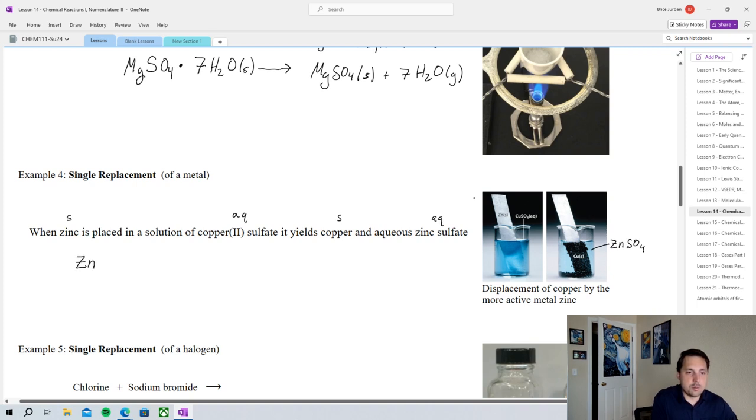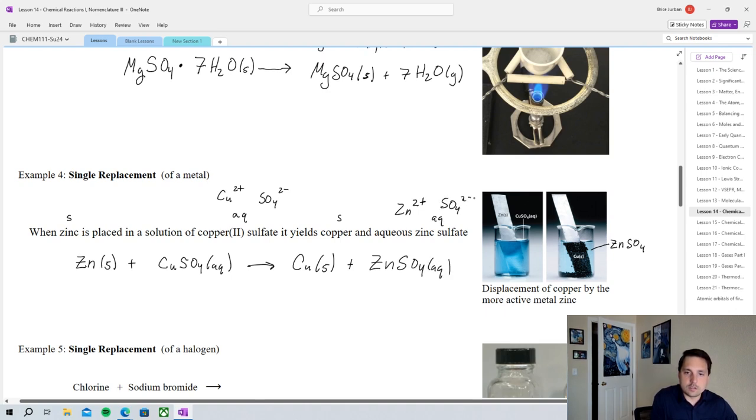So let's go ahead and write this formula out. We have zinc and copper 2 sulfate is given the formula CuSO4. Again, sulfate is SO4 2 minus, and then copper 2 would be Cu2 plus. And then we're going to get some copper, and we're going to get zinc sulfate. And zinc always has a 2 plus charge. And so in this one, we don't need to balance the reaction. It's already balanced here.